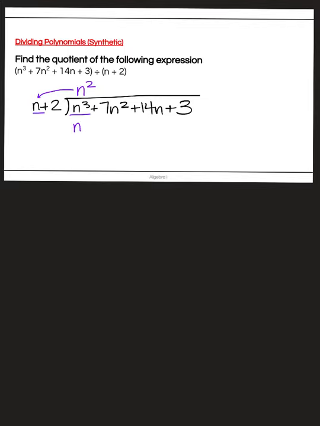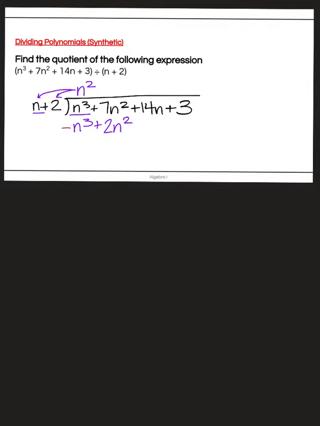Next one. So now we want to see how many times n plus 2 will go into n cubed plus 7n squared plus 14n plus 3. So n times what is going to give me n to the third? N squared. N squared times n is n cubed. N squared times 2 is plus 2n squared.